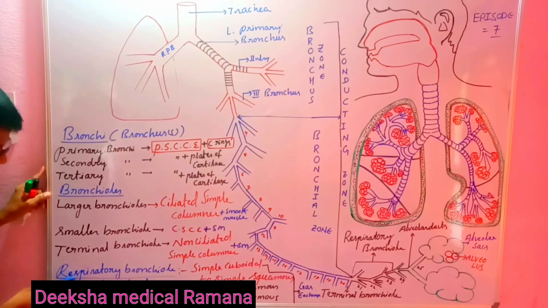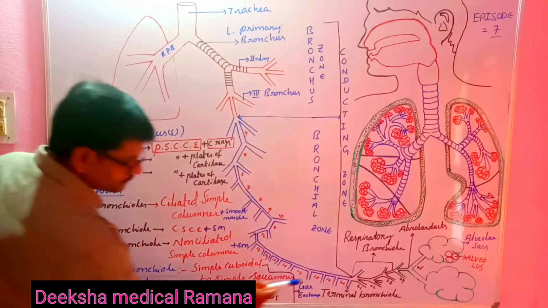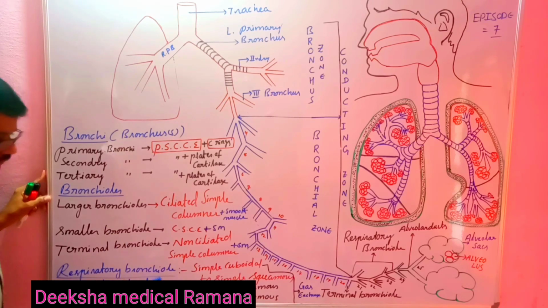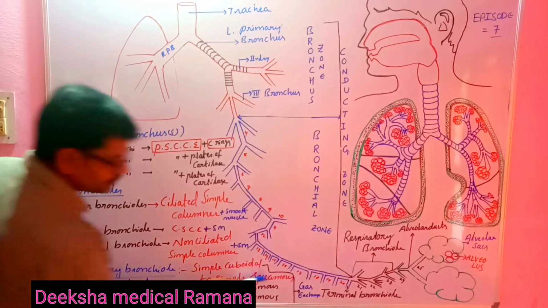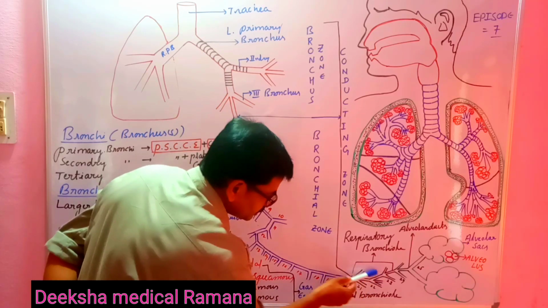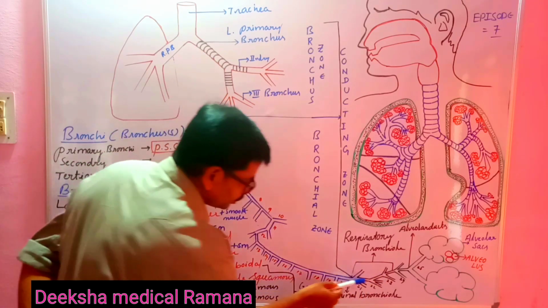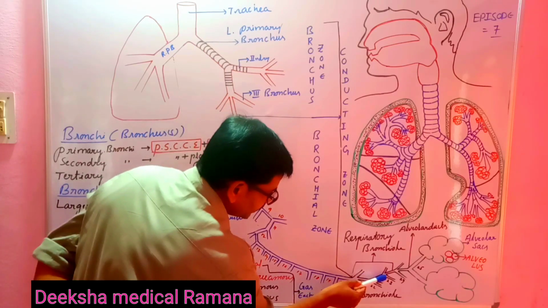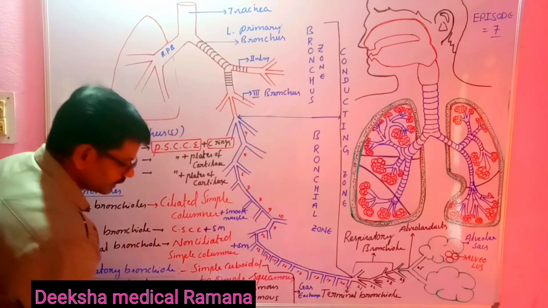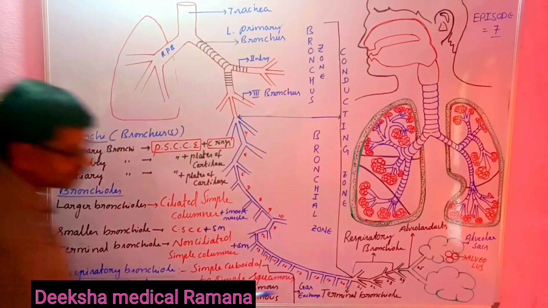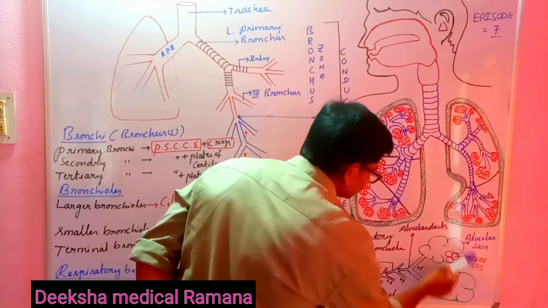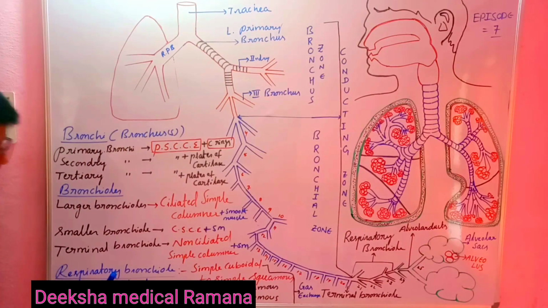Next, the respiratory bronchiole. If you see the respiratory bronchiole, which I have drawn with a black sketch, it is made up of simple cuboidal to simple squamous epithelium. Initially the respiratory bronchiole is made up of simple cuboidal epithelium. Then when it reaches the alveolar duct, it is made up of simple squamous epithelium. The alveolar duct, alveolar sac and alveoli are all made up of simple squamous epithelium.